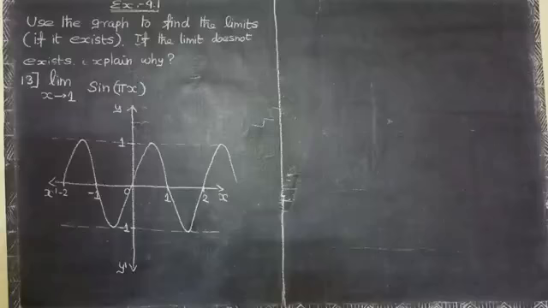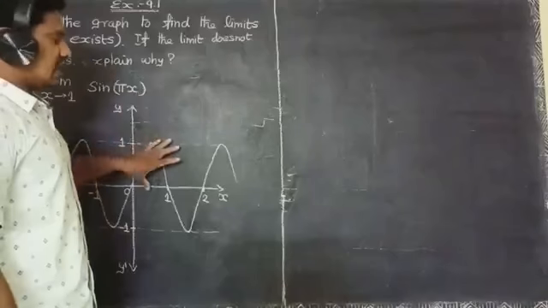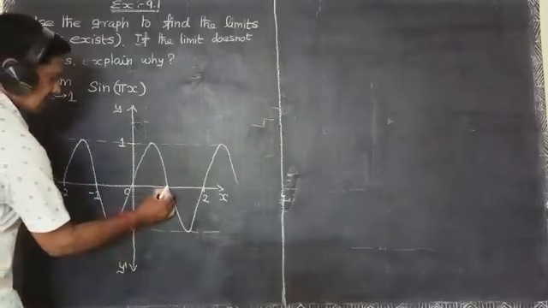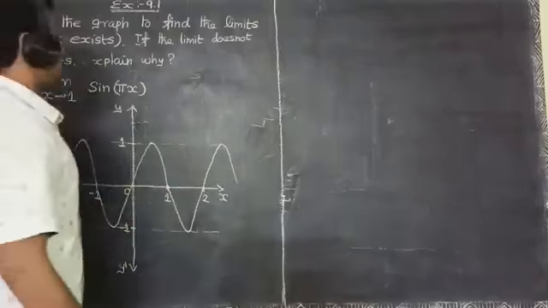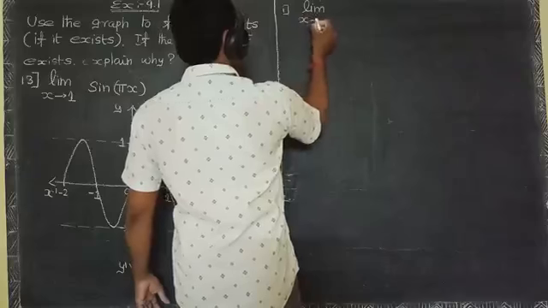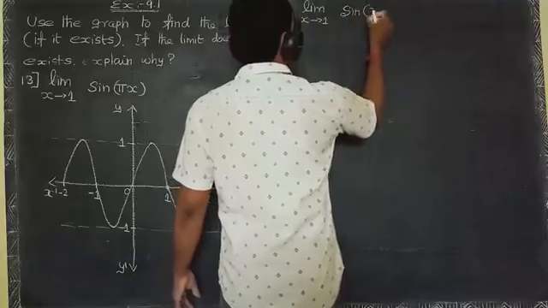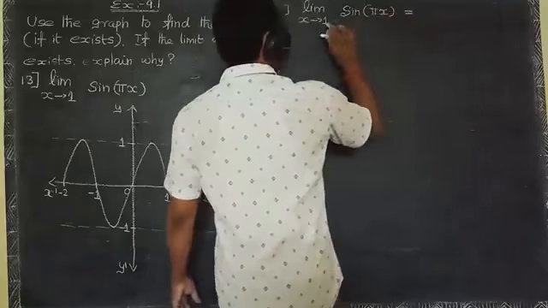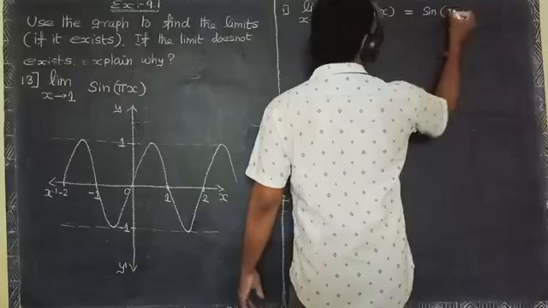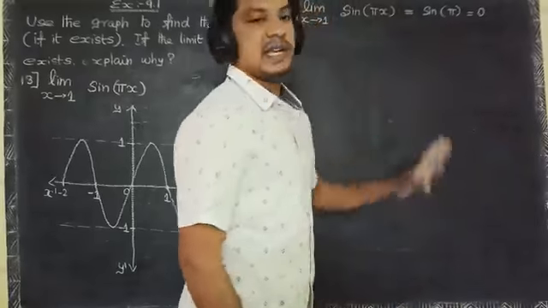Question number 13, limit x approaches 1 of sin pi x. This is the given graph. We check as x approaches 1, we check this point. Here, in the first one, limit x approaches 1 of the function sin pi x, substitute x equal to 1, that is sin 1 pi. The value of sin pi is 0.